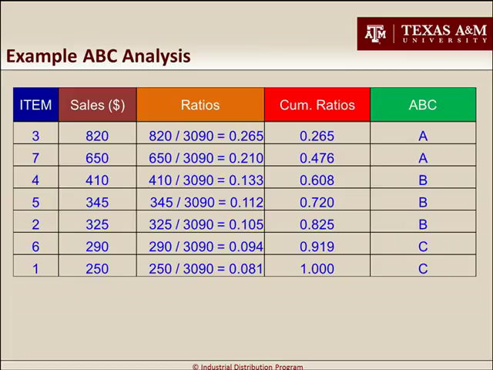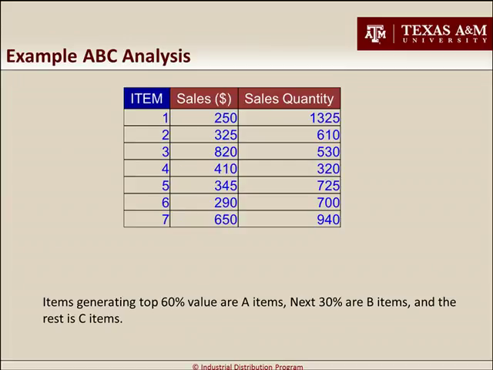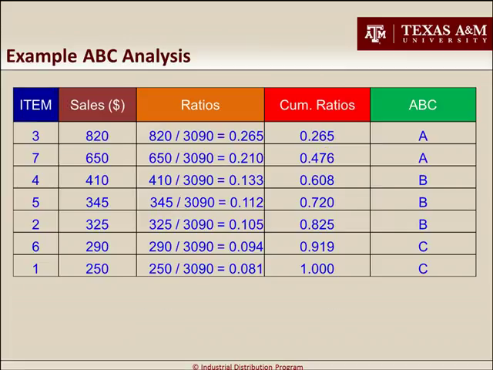Similarly, item 5 and item 2 are B items. Then when I add the item 6, I get to 91.9%. That is a C item because it is above 90%. And finally, item 1 ends up being the last item and a C item. All right. Now I have the ABC analysis for sales dollar.